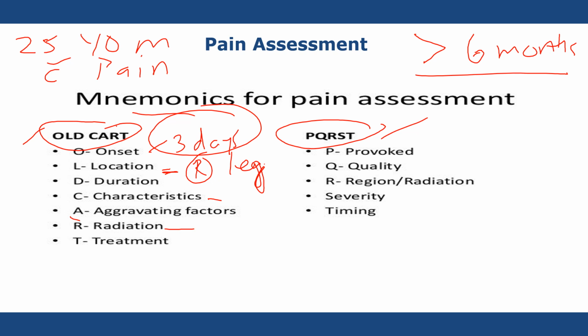And I also use R for rating, by the way. This is the time, and can you rate on a scale of 0 to 10? So 6 out of 10 or whatever the case is. Okay. Then treatment. What have you tried so far? Again, maybe over-the-counter medication or heat and massage and so forth.